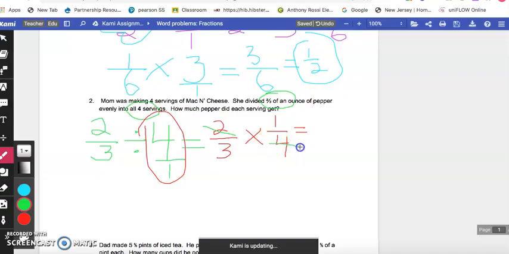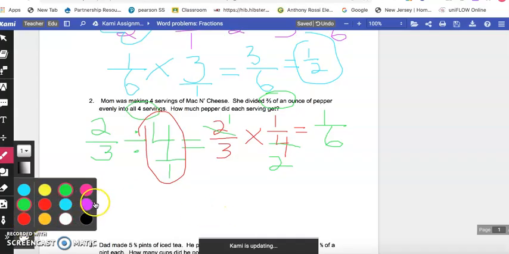2 and 4 can get canceled out. 2 becomes 1, 4 becomes 2. So then I can multiply across. 1 times 1 is 1. 3 times 2 is 6. So 2/3 divided by 4 is 1/6.